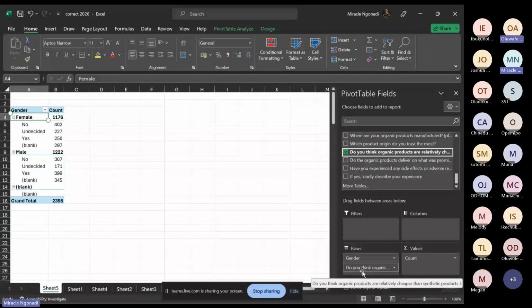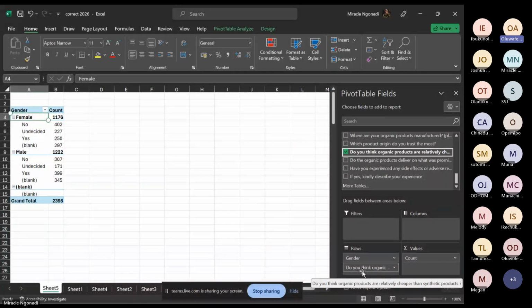Then for the male, out of the 1,222, 207 chose no, 171 chose undecided, and 399 chose yes. I don't really know about the blank. Okay. So this is trying to tell you how each and every one of them is feeling about this. Meaning you are using gender to judge if gender plays a role in all of these things we are doing.